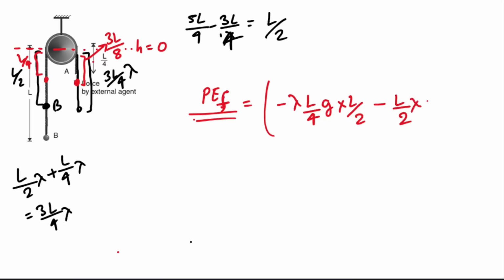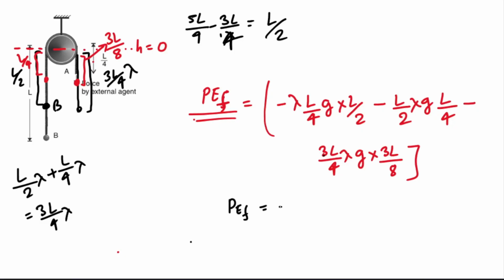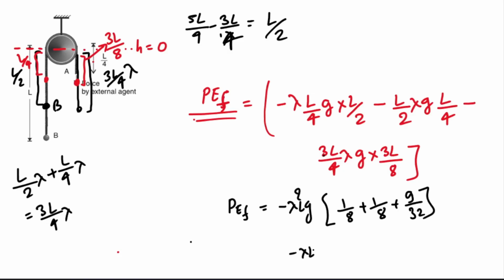So L by 2 lambda G into center of mass location, write L by 4 minus, this side. Come on. Mass is how much? 3L by 4 lambda into G and then height is how much? Into 3L by 8. So final potential energy can be written as, I mean take minus lambda L square G as common. Then what will you be left with? This is 1 by 8 plus 1 by 8 plus 9 by 32, right? And again, one more step, let us go. So this will become 1 by 8 plus 1 by 8, 2 by 8, that is 1 by 4 plus 9 by 32.